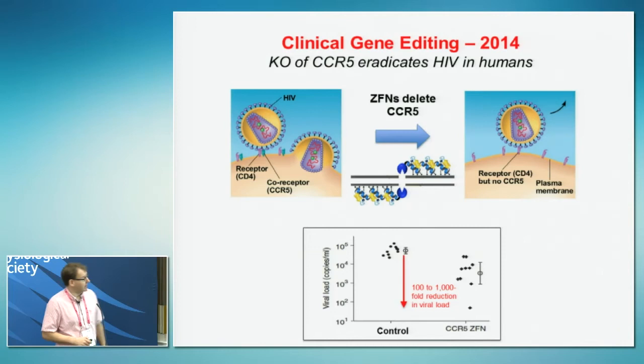It's been used in the clinic. You'll hear more about this. This is one of the first studies doing a knockout of the CCR5 receptor. For those of you who don't know, HIV has two receptors, CD4 and a co-receptor, CCR5. But there are some people who don't have CCR5 naturally and they're resistant to the virus. So this experiment used zinc finger nucleases to delete the CCR5 gene, knock it out, and in some cases you saw up to a 1,000-fold reduction in viral load, and this has already been used successfully in at least one patient.